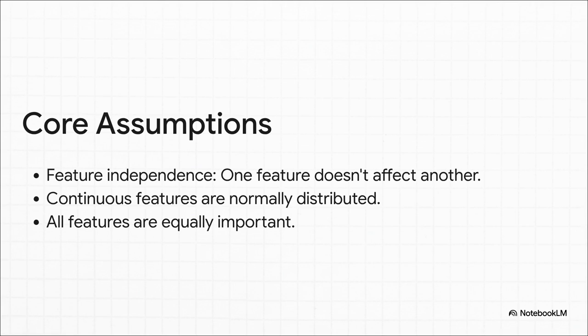So to just quickly recap, the whole model is built on a few key ideas. The biggest one, like we said, is that all the features are independent. It also tends to assume that all features are equally important. And if you're dealing with continuous data, like an exact temperature, it assumes it follows a normal bell curve. It sounds almost too simple, but that's exactly where its power comes from.